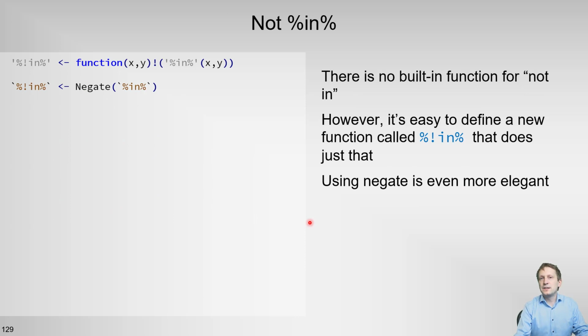Also, one function that is not part of base R is not in. So sometimes you want to know for each element if it's not part of a certain sequence. So there's no function for it, but you can just define it yourself, either by just writing it as a function. Let's say we define %!in% as a function of x and y, where we return the negation of the in operation between x and y. The second line is a more elegant way to write this. And then once you've defined that, you can use the %!in% operator.